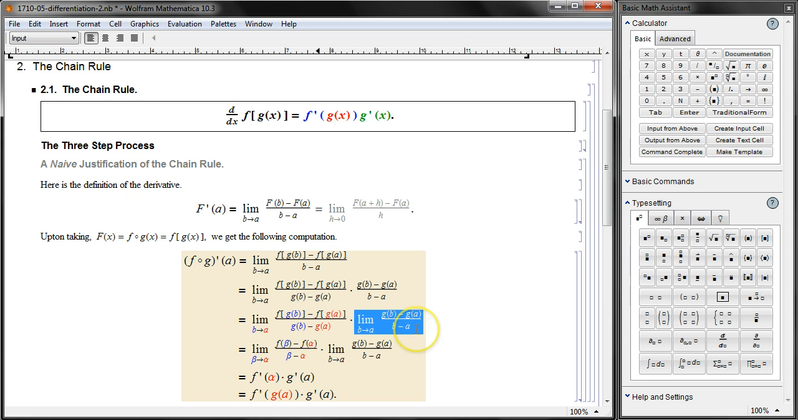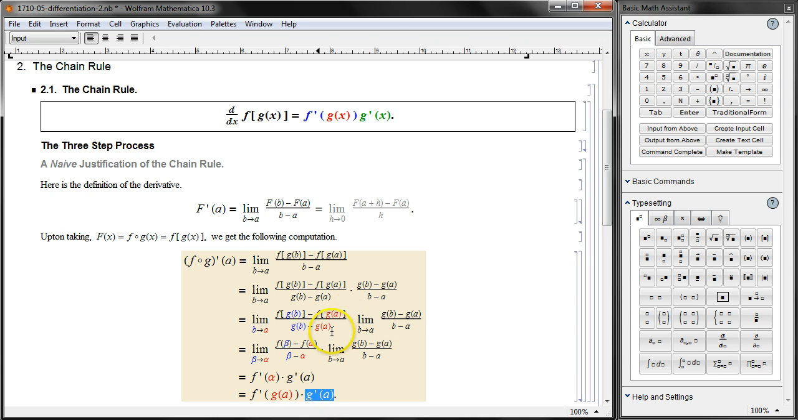Compare this expression with that expression. What's the difference? Capital F of b minus capital F of a over b minus a. G of b minus g of a over b minus a. What's the difference? Exactly the same, except, of course, for the choice of character. So the first is capital F prime of a. The second must be g prime of a. So it's just a definition of the derivative used for the second time.